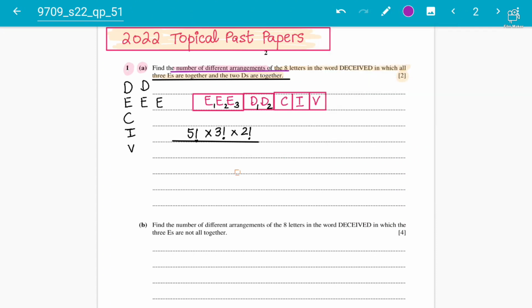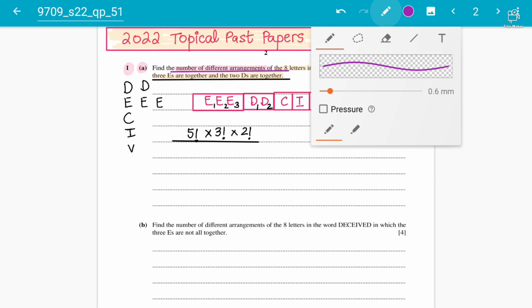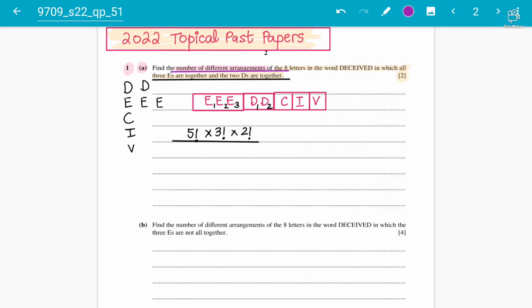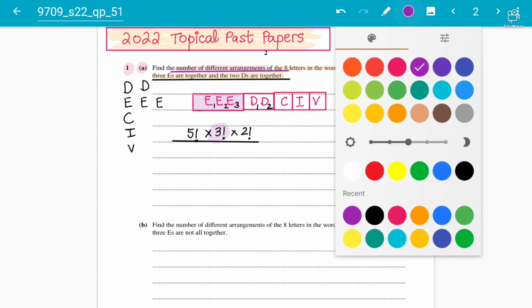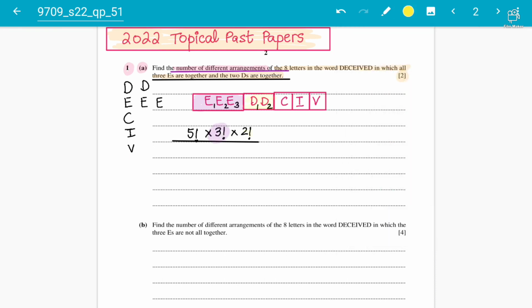That's why 5 factorial for them, and 3 factorial is basically, let me highlight as well, for this, that they can change their places inside in 3 factorial ways, and then the 2 D's can change their places in 2 factorial ways as well.